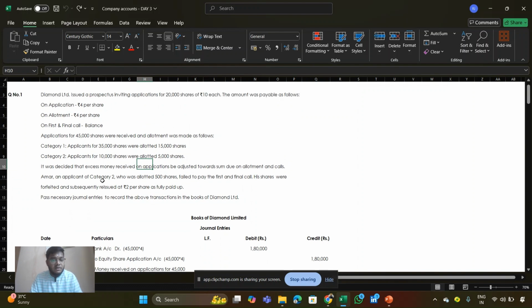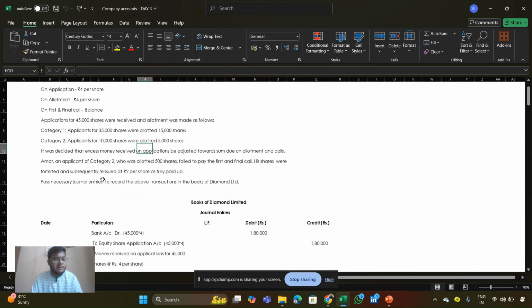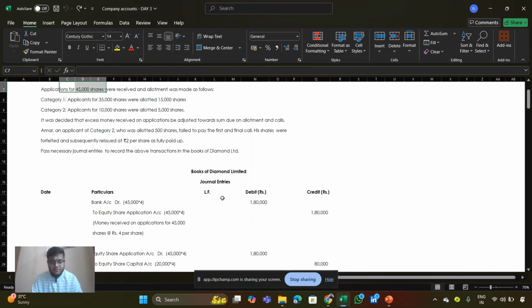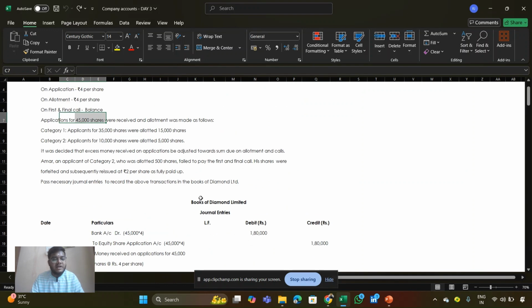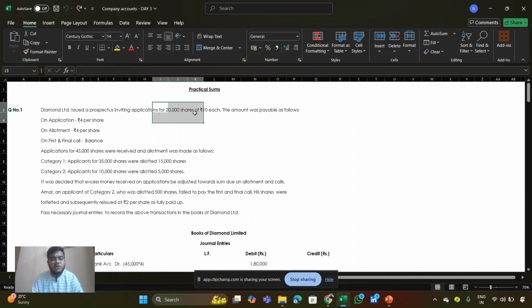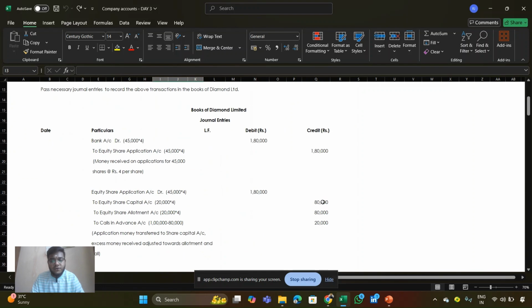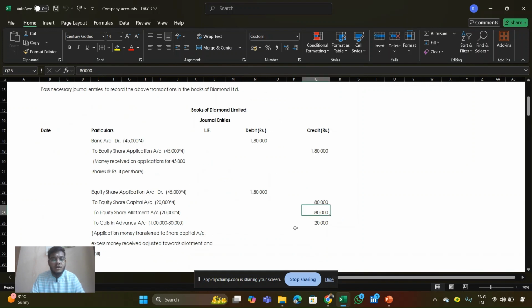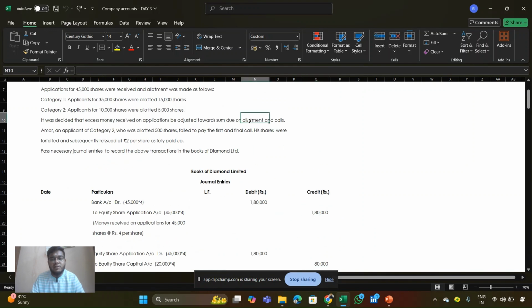First one: Bank account debit to equity share application, whatever we received as applications, 45,000 shares. So 45,000 shares into 4. Next, equity share application to equity share capital. Share capital, you will transfer only 20,000 shares. So 20,000 shares into 4. And the balance we have to adjust through allotment. So in allotment, 20,000 shares into 4. And the balance, they have said, allotment and calls.